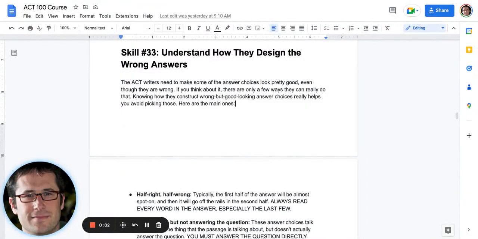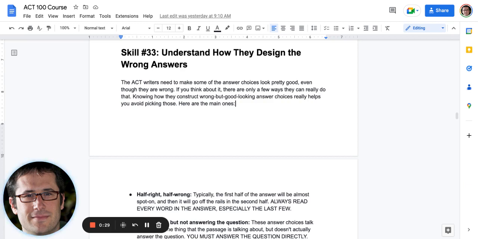The third core reading skill, skill 33 overall, is understand how they design the wrong answers. All right. So you understood what you read, or you understood most of it, and that's fine. You get the main idea, you look at the question, and then you start hitting the answer choices. This is a very important part of the game, right? You have to be aware of how they design wrong answers so that you don't fall into common traps.